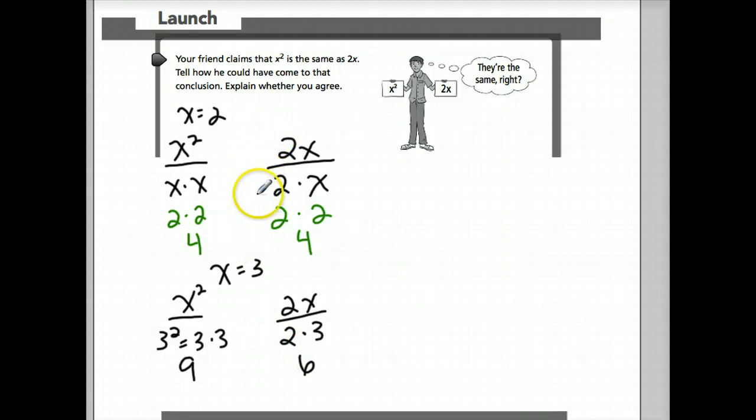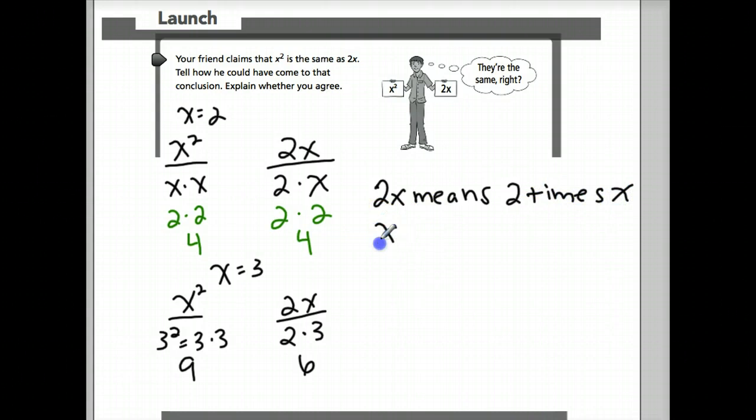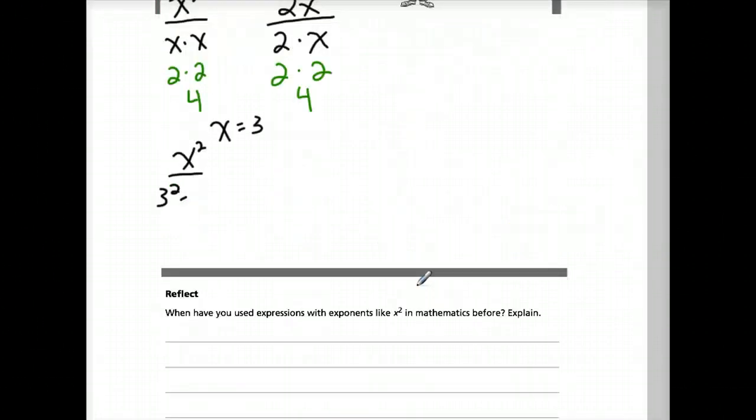And we're going to break this down by saying, basically, over here, 2x means 2 times x, whereas x squared means x times x. So they are two different things. This is saying 2 times the same number, and this is saying 2 of the same number. So go ahead and put that under there.